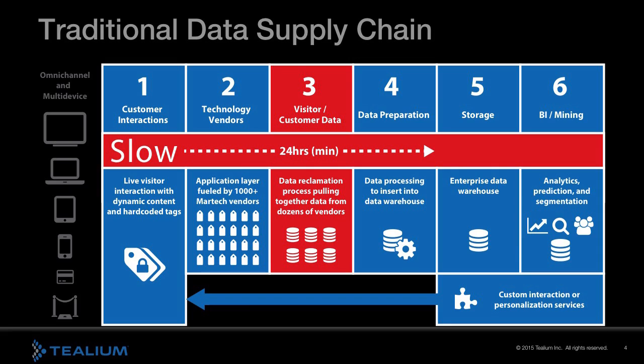But the problem is you can't feed that back to the customer interaction, right? So it's slow. End-of-day access to data is putting you way outside of that window of interaction. You can't get that data in order to take action on it. So the idea of a more modern data supply chain comes to light.